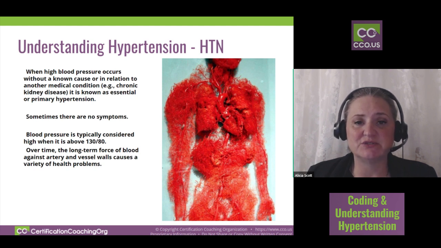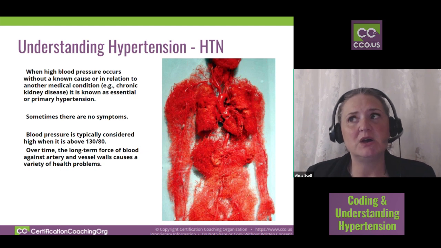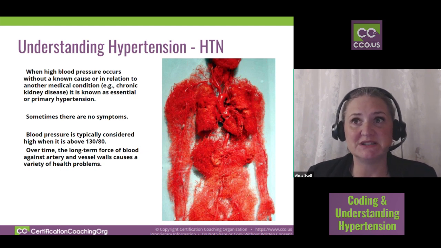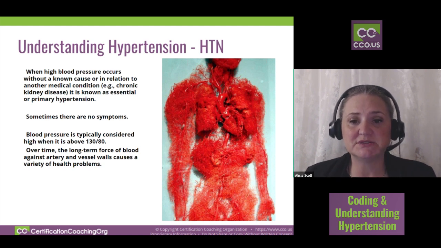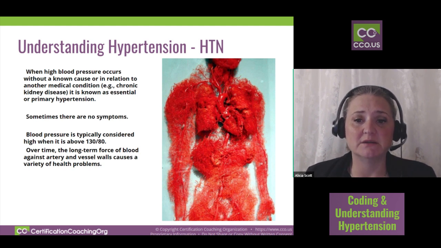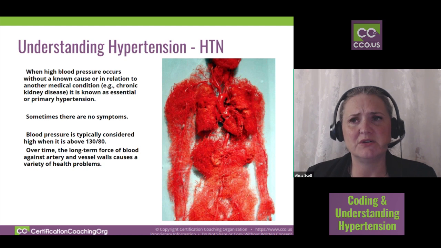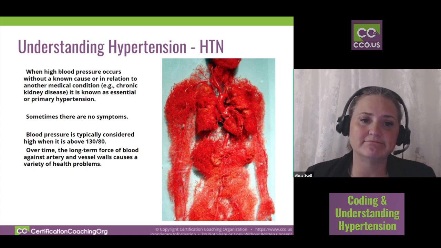Essential or primary hypertension is the basic type. Sometimes you don't have any signs and symptoms. You just go in and they check your blood pressure. Oh, it's high. Well, maybe it's because I'm coming to see the doctor. I don't have any signs and symptoms. I didn't know I had high blood pressure. And then they have you sit in the office and check it a little bit before you go home. And it's like, oh, yeah, look, it went down significantly.